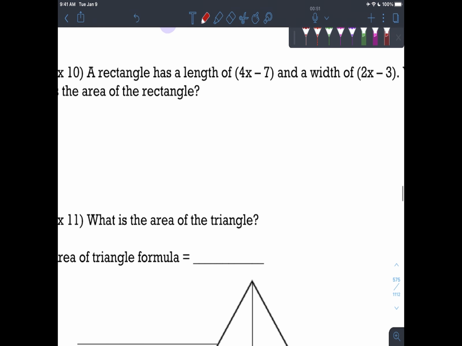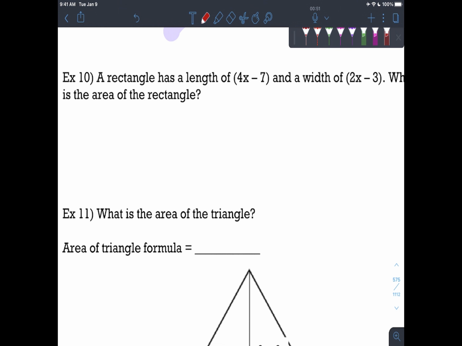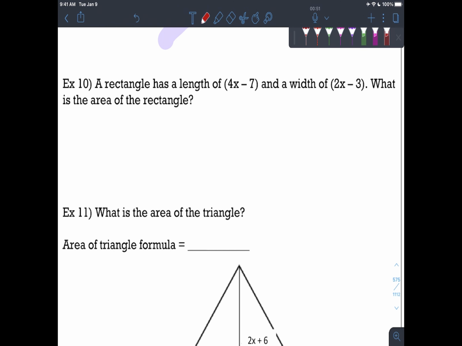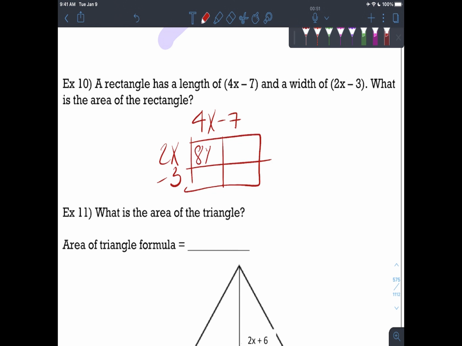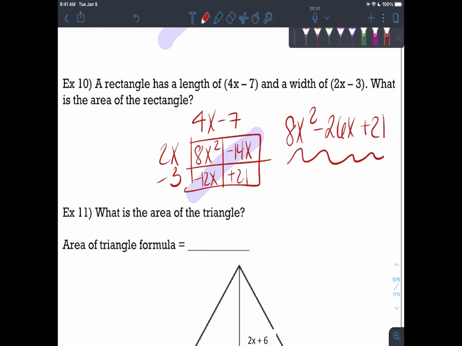All right. A rectangle has a length of this and a width of that. What is the area? So they're asking me to multiply these two. I'm going to use this box just to help me keep all of that straight. So 4 times 2, x times x. 4 times negative 3, carry my x. Negative 7 times 2, negative 14x. Negative 7 times negative 3, positive 21. Let's combine like terms. And I end up with the result. That is the area of my rectangle.